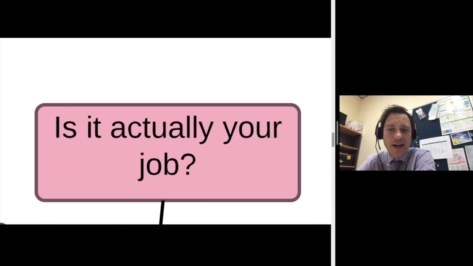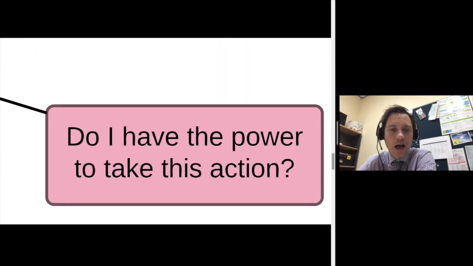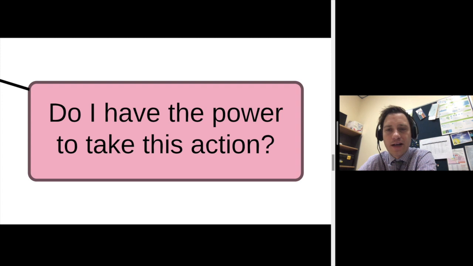Is it actually your job to take this action? That's an important thing as well. It might be someone else's job, like that manager we talked about, to have that discussion. And also, do you have the power to take this action? So are you allowed to do this in your area of responsibility?